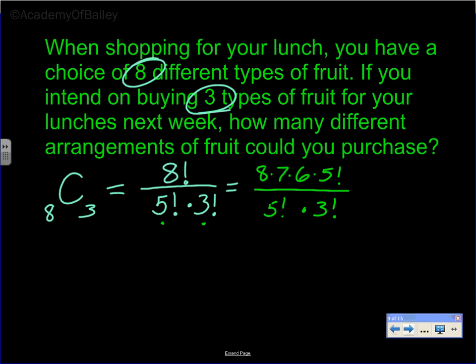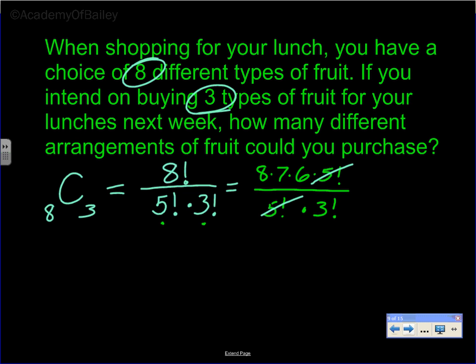And what numbers can we cross off here? Well, we can cross off 5 factorial on top and bottom. Now, I'm looking at this problem. If we can cross off 5 factorial on top and bottom, well, we could also do some reducing here. You could just do 8 times 7 times 6, which is a number, and then divide it by 3 factorial.